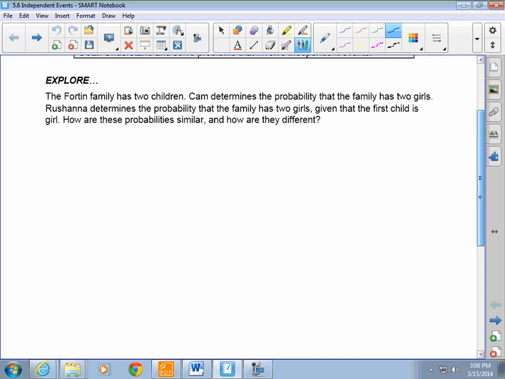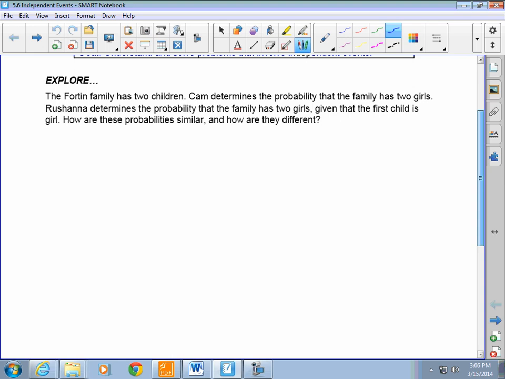So it says the Fortin family has 2 children. Cam determines the probability that the family has 2 girls. Roshana determines the probability that the family has 2 girls, given that the first child is a girl. So how are these probabilities similar and how are they different?